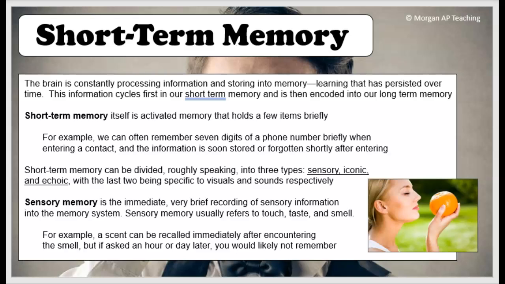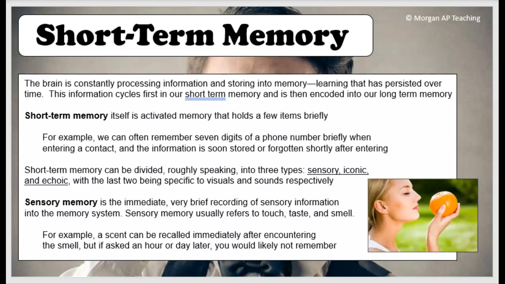So short-term memory is divided into three categories: sensory, iconic, and echoic. We're going to go over all those. The last two are specific to visual and sound. Sensory memory is the immediate, very brief recording of sensory information. Think of your senses: touch, taste, smell, etc. A scent can be recalled immediately after encountering the smell, but if asked an hour or a day later, you would not remember it.